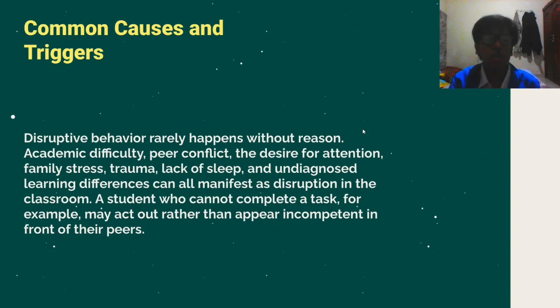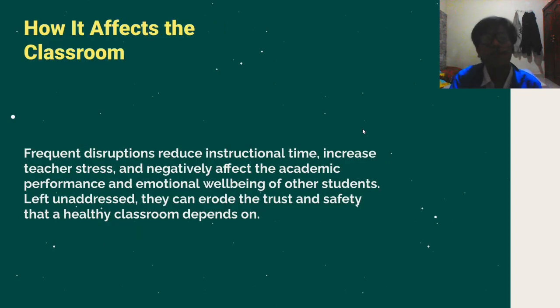Common causes and triggers. Disruptive behavior rarely happens without reason. Academic difficulty, peer conflict, the desire for attention, family stress, trauma, lack of sleep, and undiagnosed learning differences can all manifest as disruption in the classroom. A student who cannot complete a task, for example, may act out rather than appear incompetent in front of their peers.